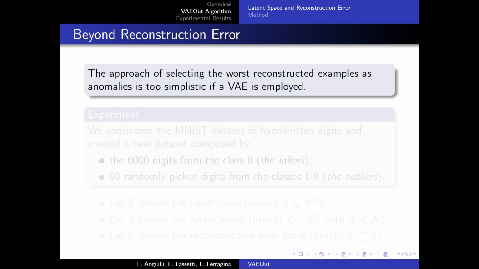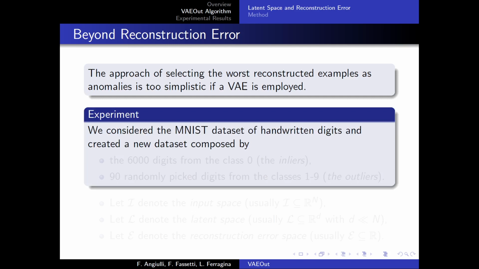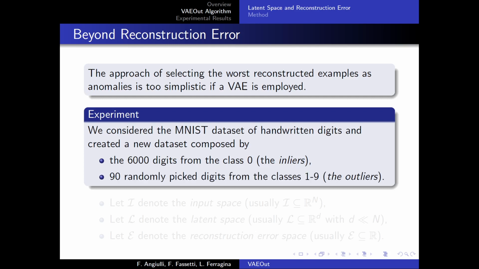Although this use of variational autoencoders has improved the performance of standard autoencoders, we argue that this approach is too simplistic if a variational autoencoder is employed. To prove this statement, we build the following experiment. We consider the MNIST dataset, and since it is a multi-label dataset, we created a binary dataset composed of all the digits from class 0 as inliers, and as outliers, 90 digits from the other classes, 10 from each class, randomly picked.